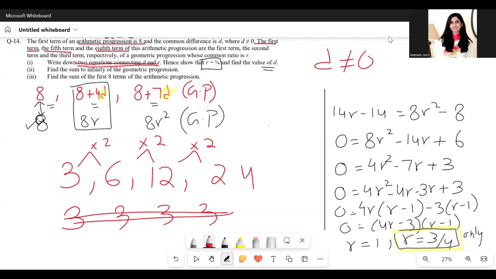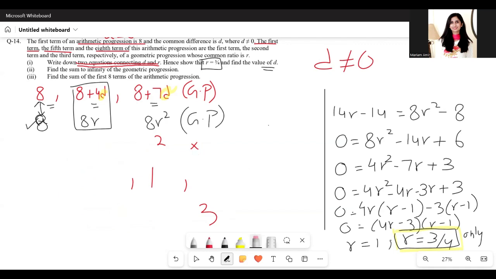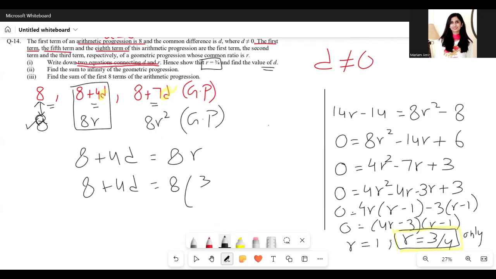Okay, so we found R, which came out to be 3 by 4. Now we need to find the value of D. I'm going to use the first equation, which was 8 plus 4D equals 8R. You're going to substitute R here, 3 by 4, and find D on your own. I'm just going to give you the answer. D should come out to be negative half. This is what you should get. Okay, you can do this on your own.